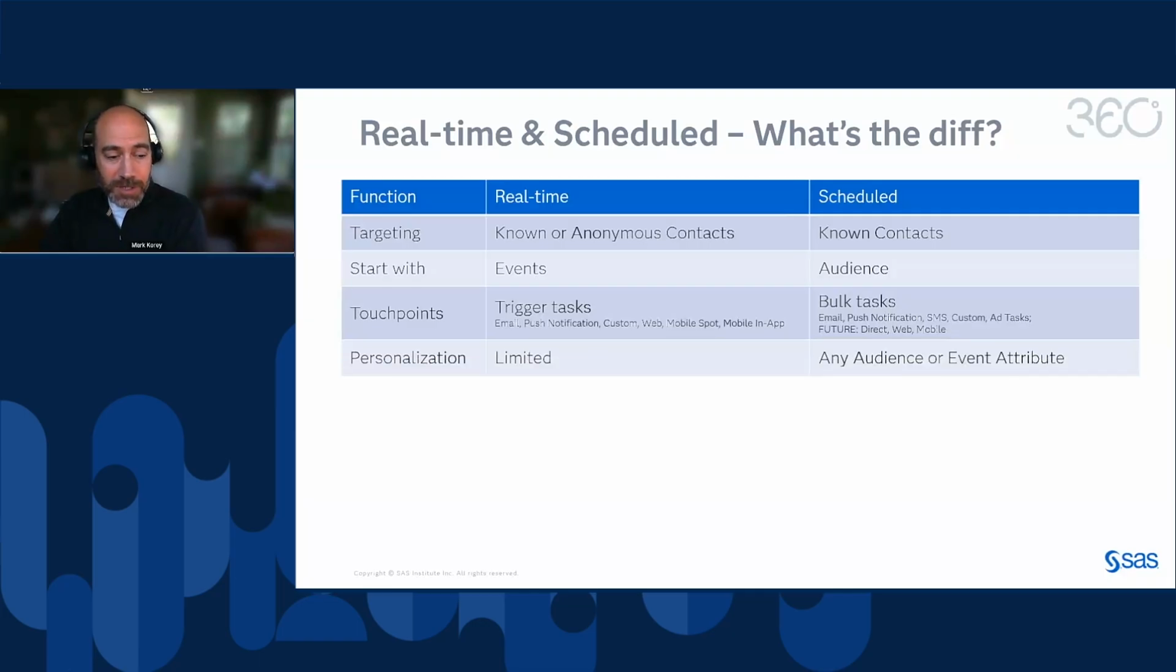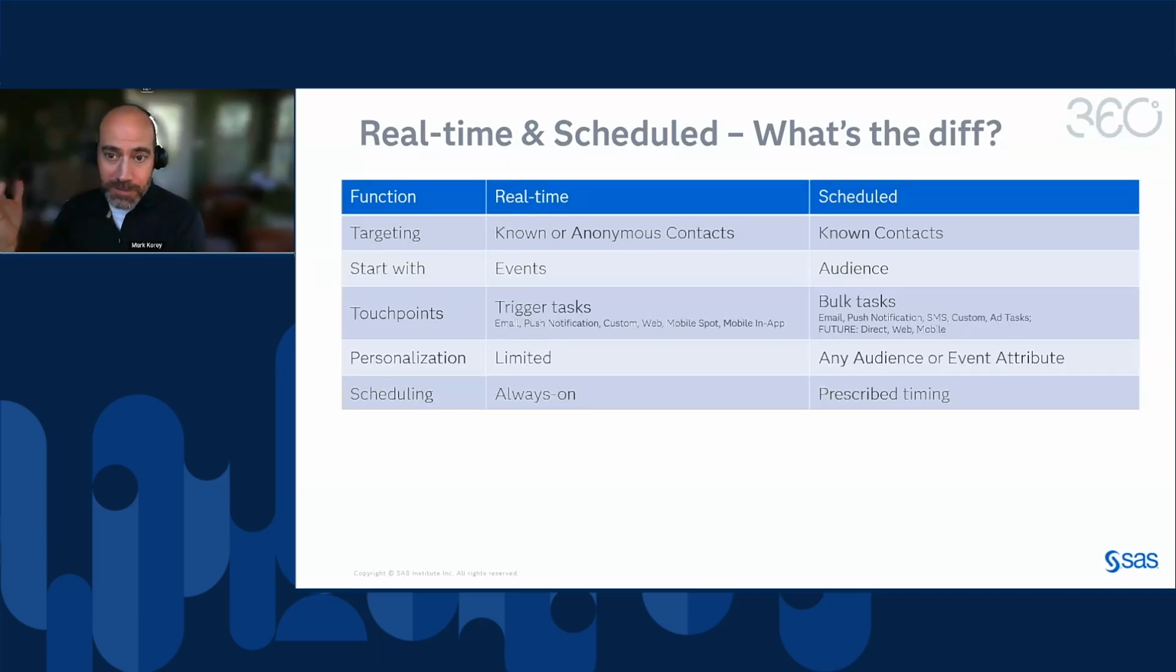From a personalization perspective, real-time journeys are a little bit limited. Basically, you can personalize off of event attributes and some of the data you've uploaded into the cloud, but you're limited to some of those capabilities. But on the scheduled side, you can use any audience attribute or virtually any event in the system. It doesn't have to be an event that was already used or referenced in the journey. It's one of the big key differences. So more flexibility and power on scheduled journeys for personalization.